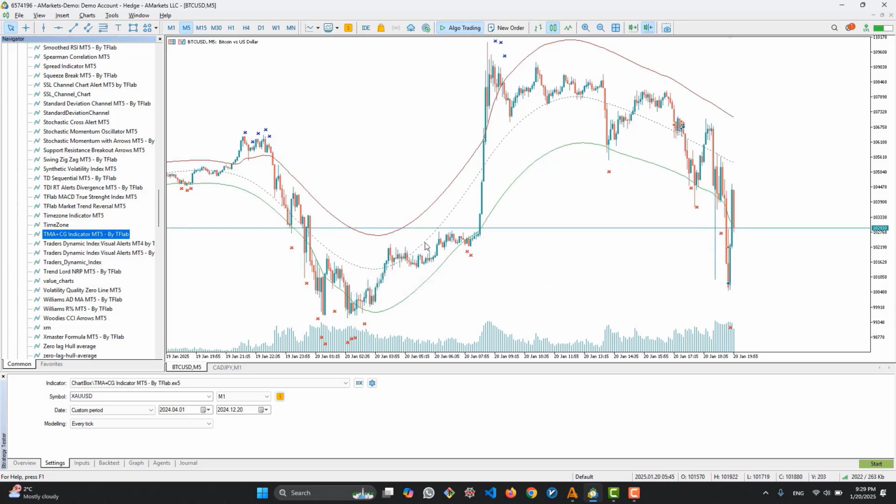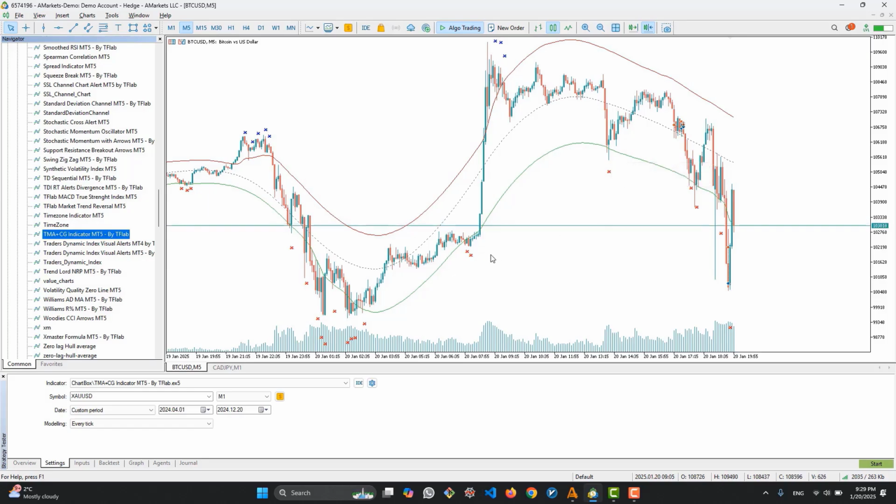The middle line in this indicator is the TMA line, which is a type of moving average, and the upper and lower lines represent a distance or deviation from this line. We can determine and choose the optimal amount of this distance based on the asset or symbol we are trading.